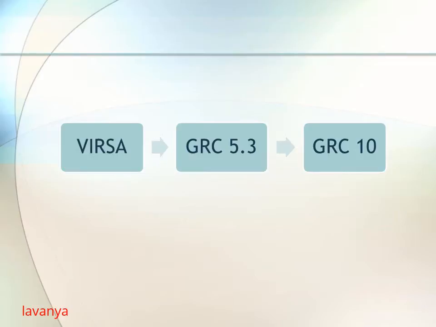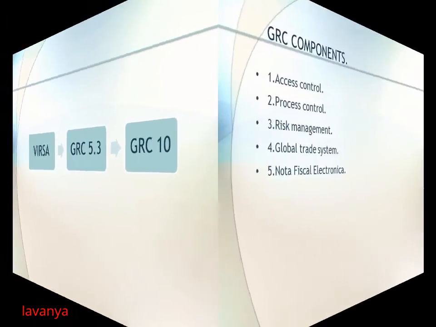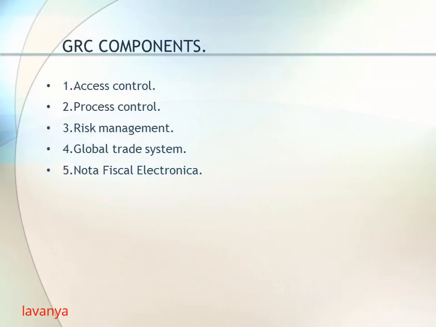Over time, GRC had different upgrades like GRC 5.1, 5.2 and 5.3. All the GRC 5X series is based on the Java application server. Right now, what we are using is the GRC 10 series and it is based on the ABAP application server. Now let's see the GRC 10 components. They are access control, process control, risk management, global trade system and Nota Fiscal Electronica.